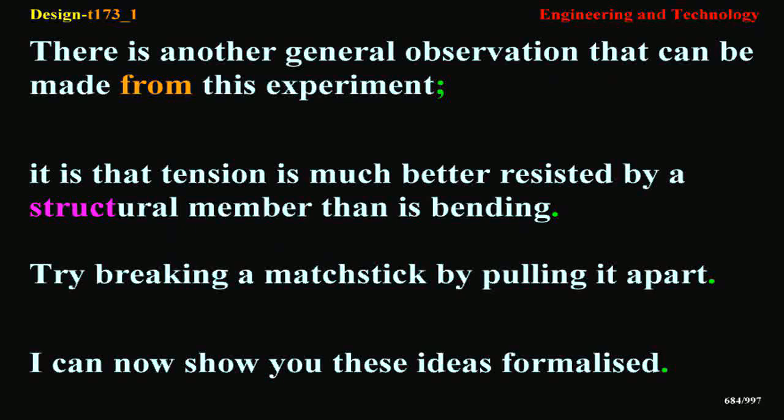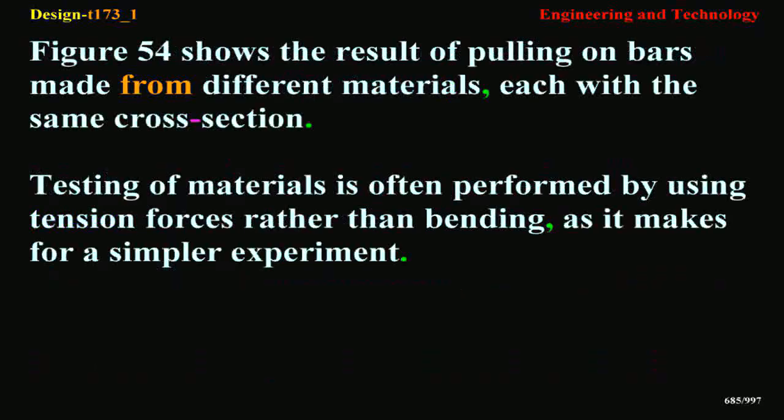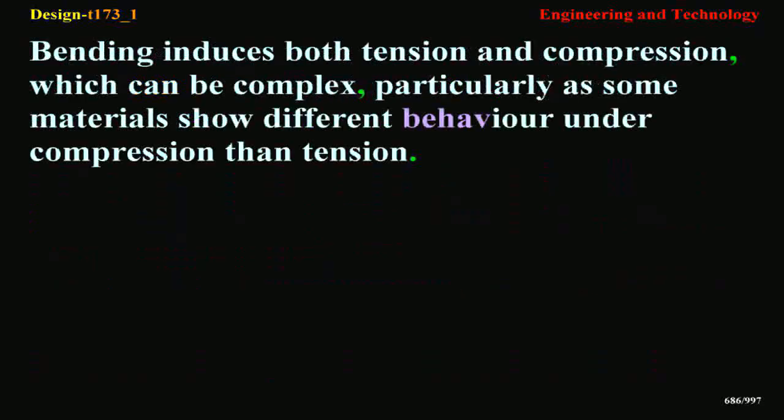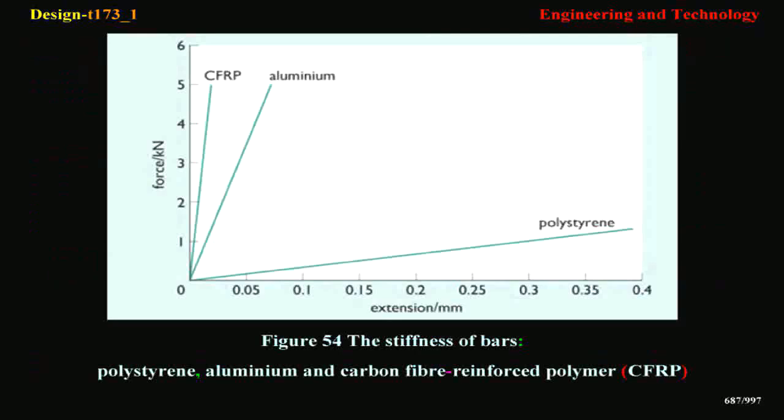I can now show you these ideas formalized. Figure 54 shows the result of pulling on bars made from different materials, each with the same cross-section. Testing of materials is often performed by using tension forces rather than bending, as it makes for a simpler experiment. Bending induces both tension and compression, which can be complex, particularly as some materials show different behavior under compression than tension. Figure 54: the stiffness of bars.